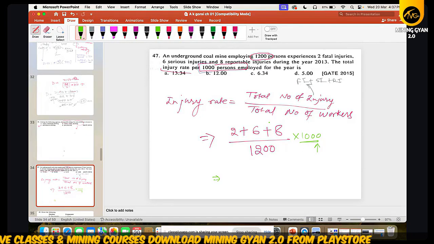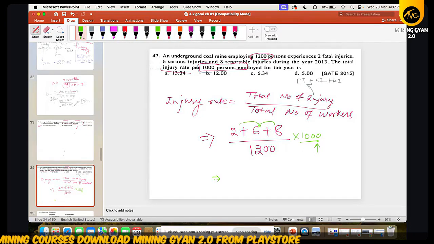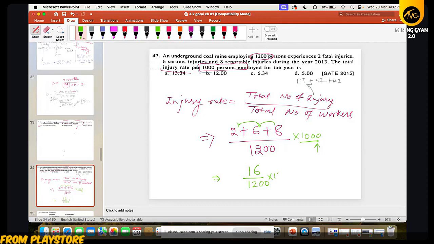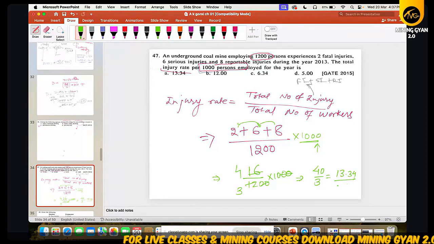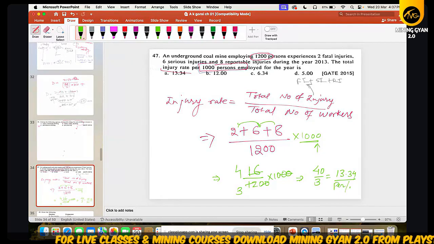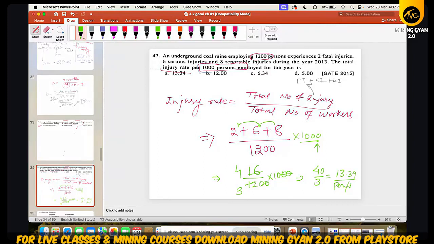So 8, 6, 14 and 16. So 16 divided by 1200 multiplied by 1000, 4 3 जा. So यहाँ से आएगा 40 divided by 3, which means 13.34 per 1000. Okay, next question.